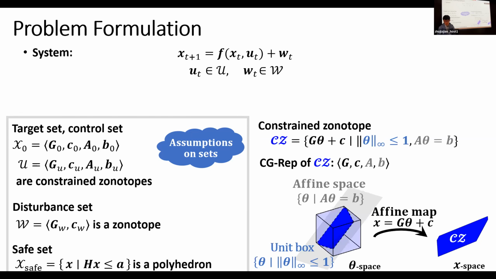So what is a constrained zonotope? This is a polytopic subset of your state space. And you can think of it as the image of an affine map of the intersection between the unit box and the affine space. So here the G and C matrices define this affine map, and the A and b matrices define this affine space, and can be used to fully characterize the set. So this tuple here, G, c, A, b, is called the constraint generator representation of the set, or CG-rep for short. Moreover, if the A and b matrices are not there, then the set is just called a zonotope.